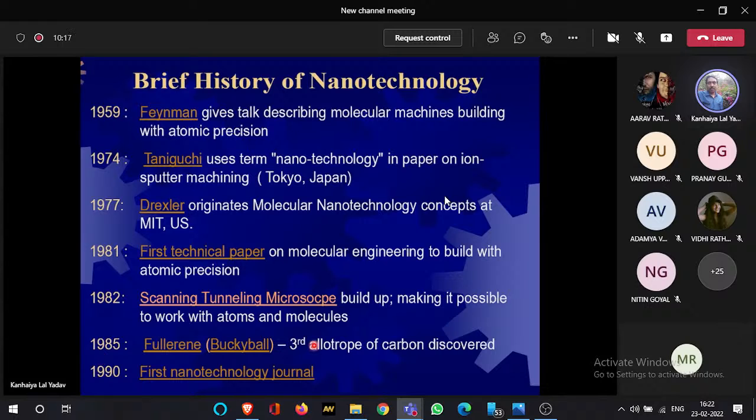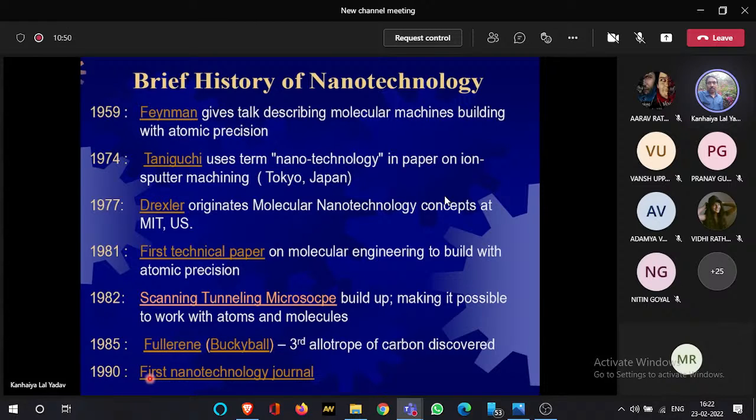85, fullerene buckyball was made. Third allotrope of the carbon. You know the carbon has graphite and diamond, and then fullerene buckyballs were discovered, made in 1985. So it was already there earlier also, but at that time machines were developed like the scanning tunneling microscopes and some other by which you can tell that those things are fullerene. Okay, new name was given.